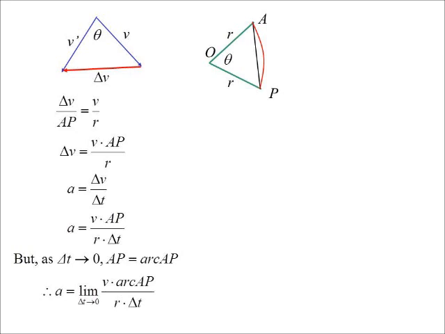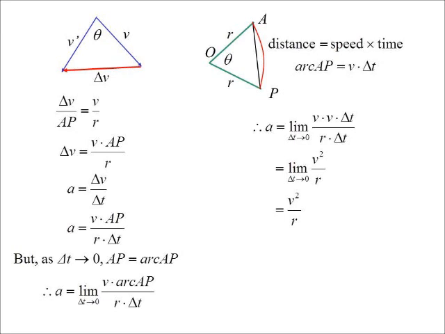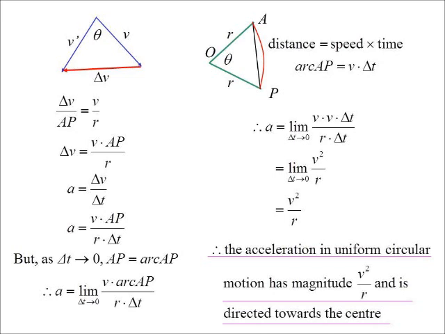So let's rewrite that then. The acceleration will be the limit as the change in time approaches zero of velocity times the length of the arc AP over R times change in time. We also know distance equals speed times time. So the distance, the arc of AP, must equal velocity times the change in time. So let's sub that in. The change in times cancel, and we end up with V squared on R. But remember, we said V was constant. The radius is also constant. So the limit must be V squared on R. It's just that constant value. So there's our acceleration, V squared on R.